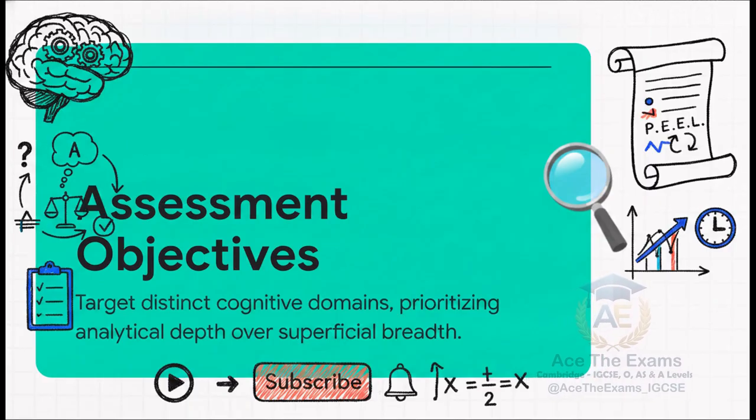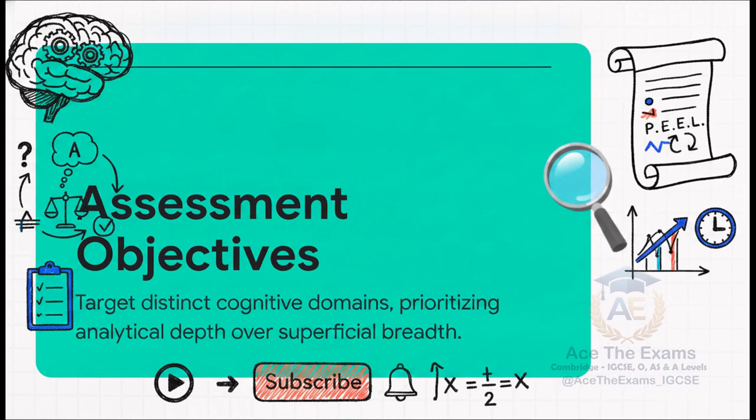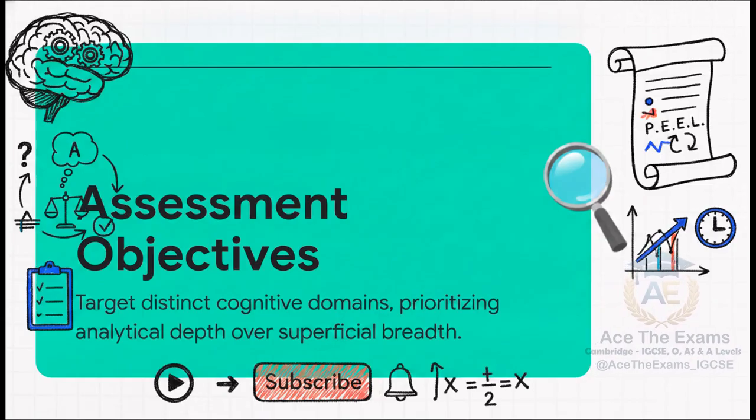Your evidence is the actual calculus you perform on the paper. Your explanation is justifying the step you just took, like writing down, since the particle is instantaneously at rest, therefore velocity = 0. And finally, your link is connecting that whole process back to the question's specific context, making sure you have the correct units. Understanding this framework completely changes how you structure your answers. You go from just doing math to actually proving your math.